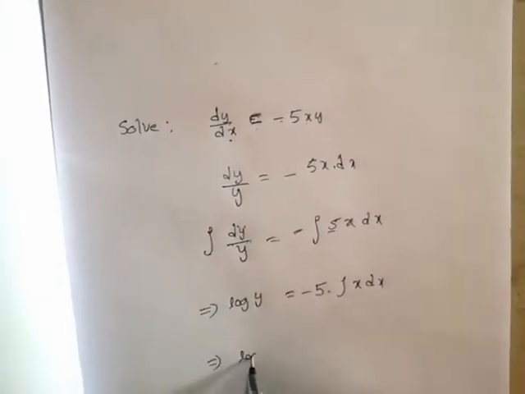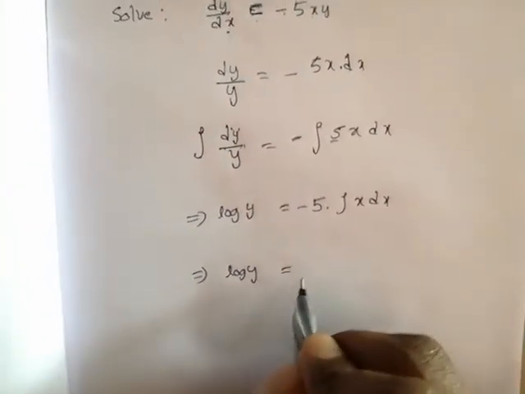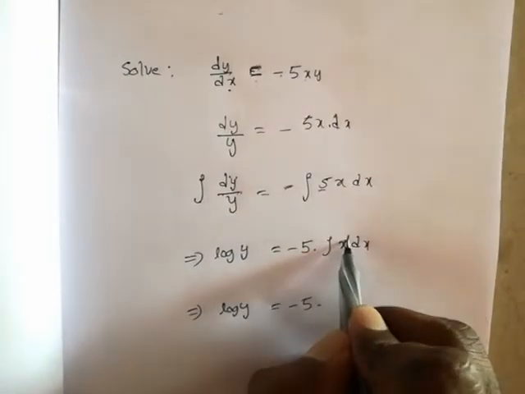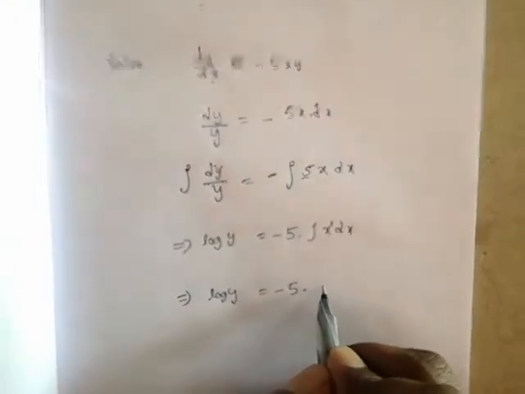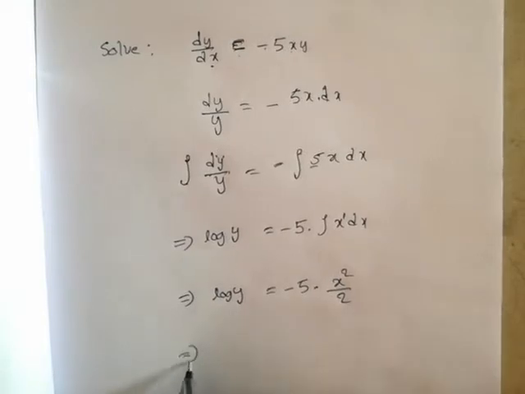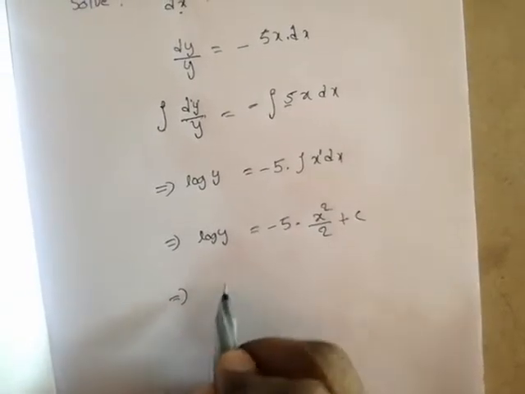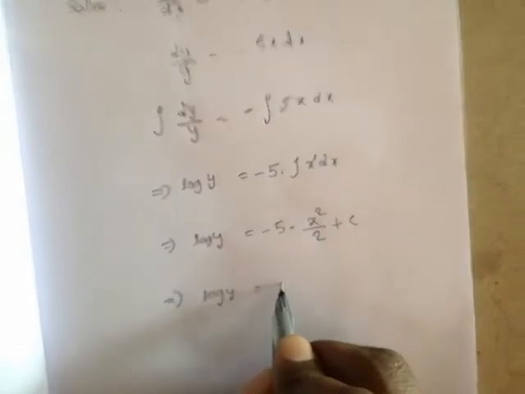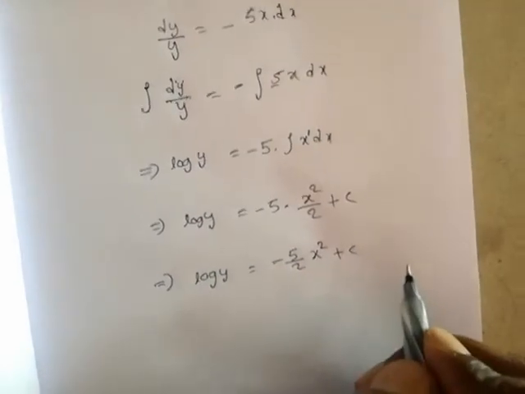that implies log y equals minus 5 into x power 1 is there, so integral of x power 1 dx equals x square by 2. That implies, so we can take an arbitrary constant c, log y equals minus 5 by 2 into x square plus c.